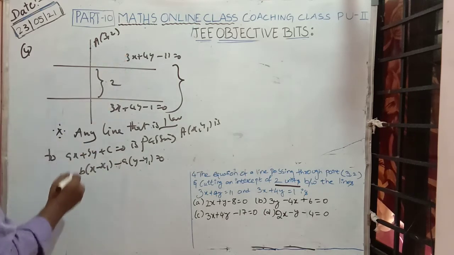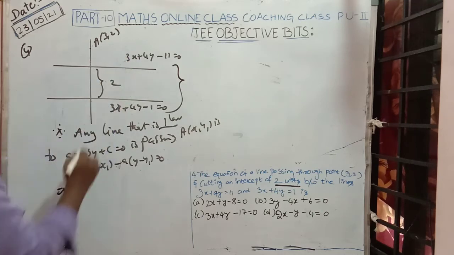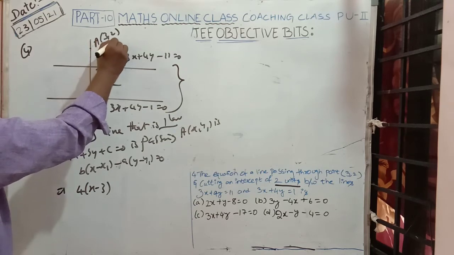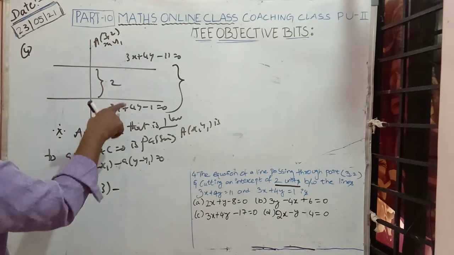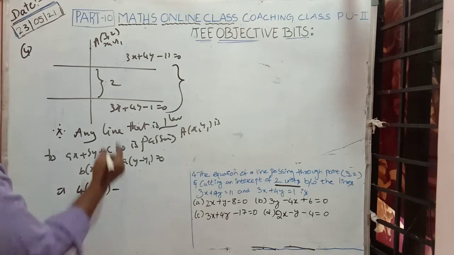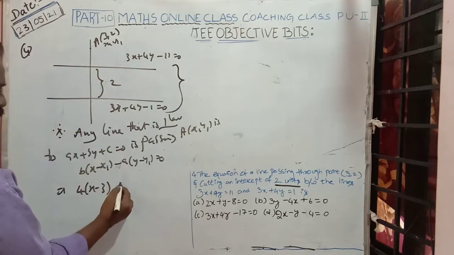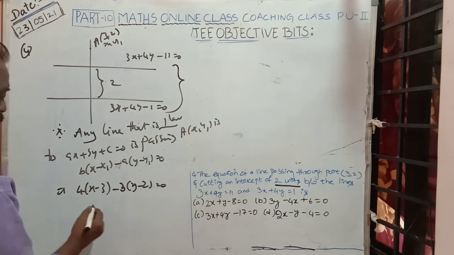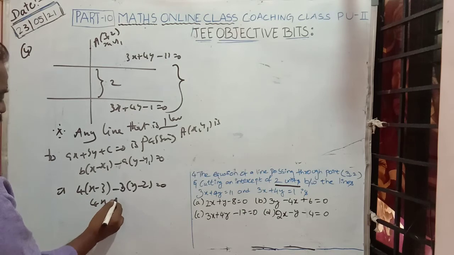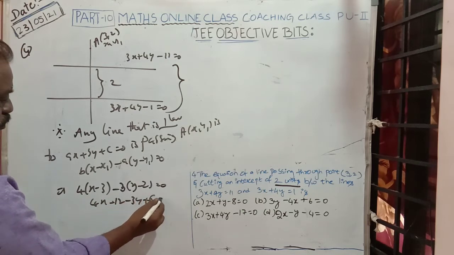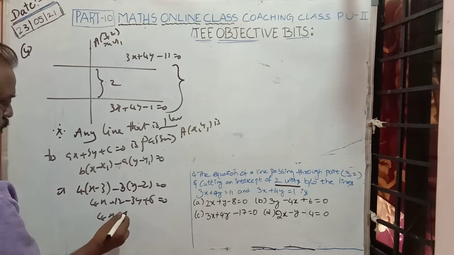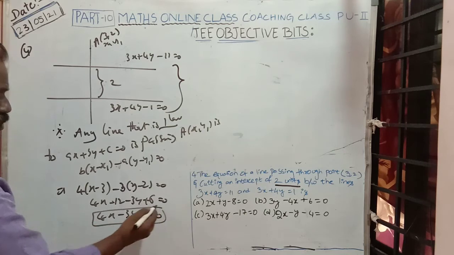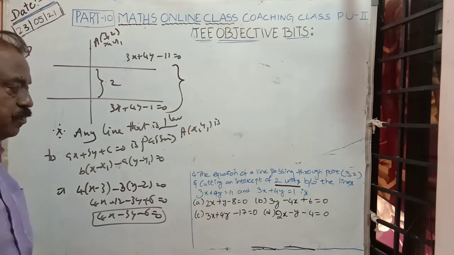So as usual, here also, it implies 4 of x minus 3, this is x1, y1, minus 3 of y minus 2 is equal to 0. This is 4x minus 12 minus 3y plus 6 is equal to 0. It is 4x minus 3y minus 6 is equal to 0.